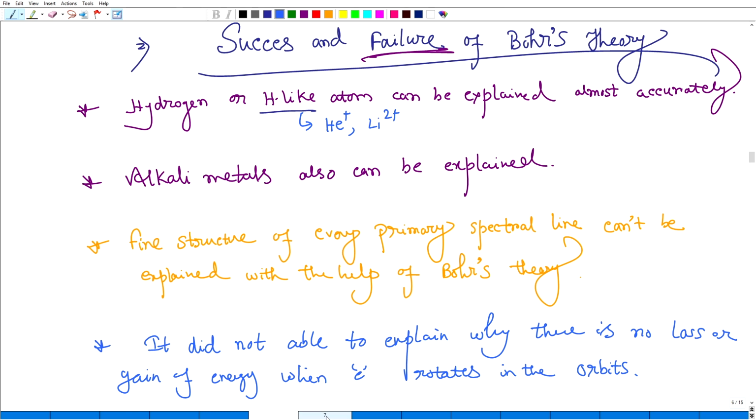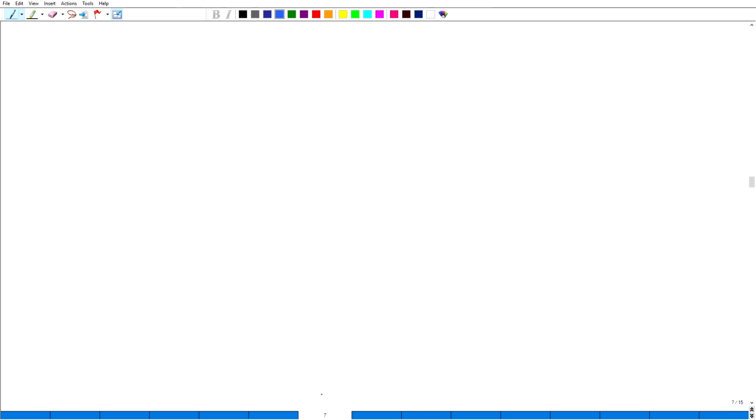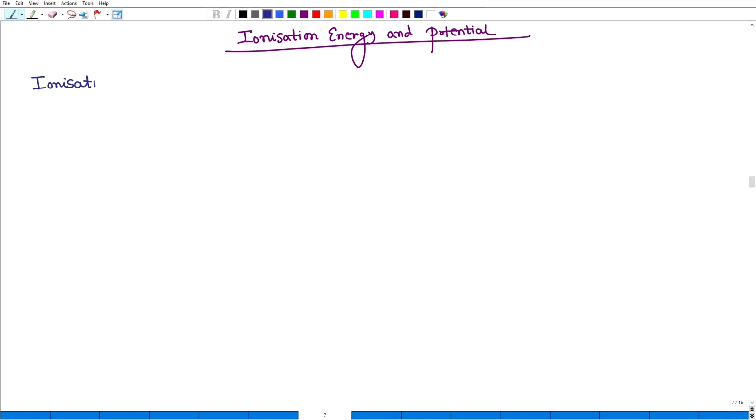Okay, so the last part of this class is the ionization energy and potential. So this is also important. First, let me give the definition. Ionization energy. What is ionization energy?